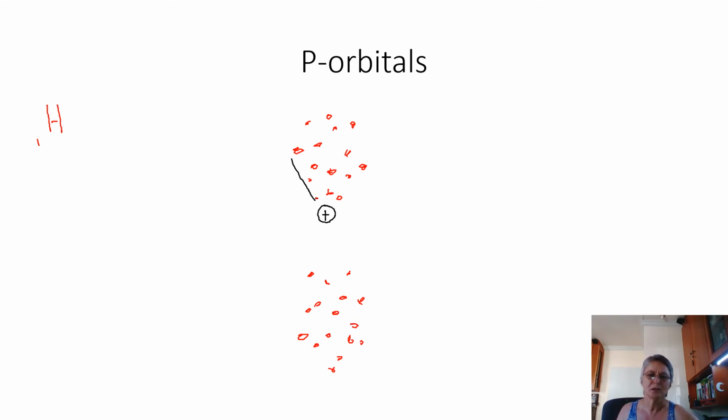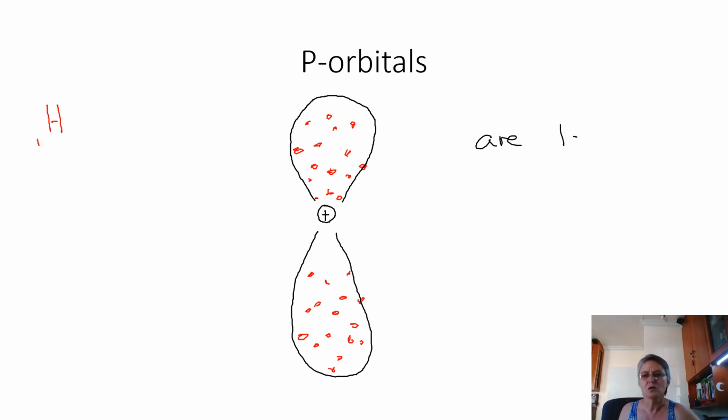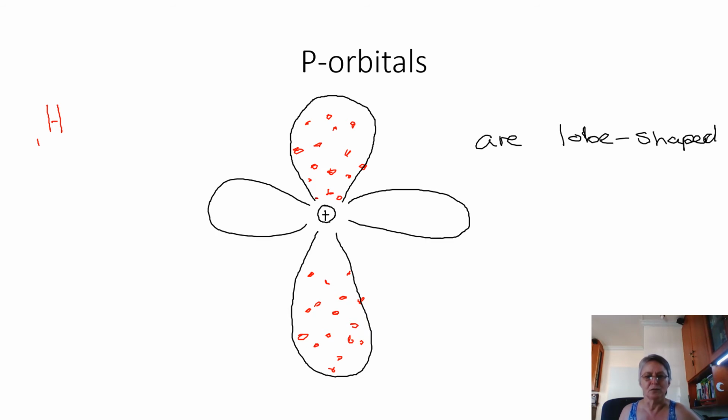Its shape looks like 2 teardrops joined at the nucleus. So p orbitals are lobe-shaped. Unfortunately, we don't say that they are teardrop-shaped. Now, p orbitals are always 3 together. So you'll get another one.